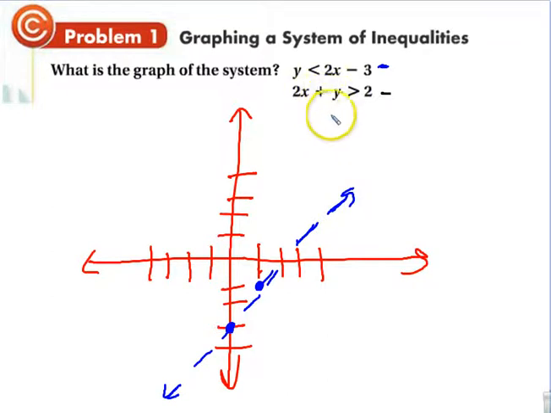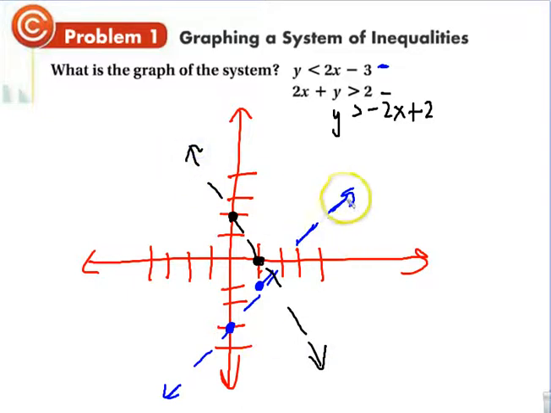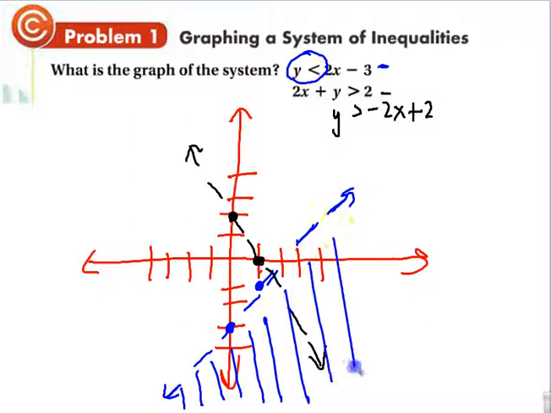I'm going to show you the 2 graphs. So this one says y is greater than -2x plus 2. So I have down 2, to the right one. This one is also a dotted line. Okay, so I've got those 2 things, the blue line and the black line. The blue line says less, so y is less. So that's going to be down here. The black line says greater, so that's going to be up here.